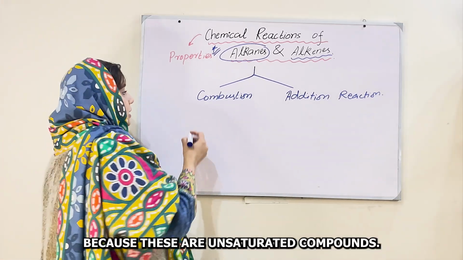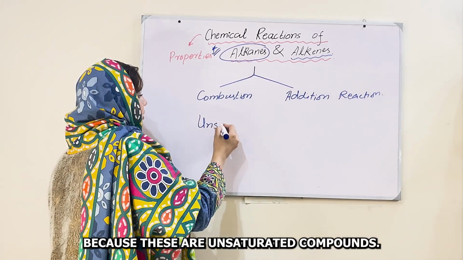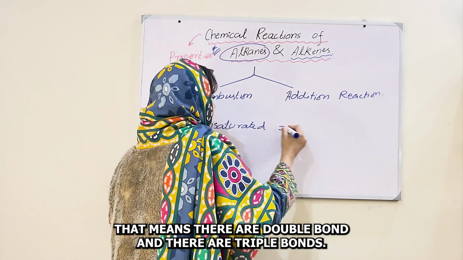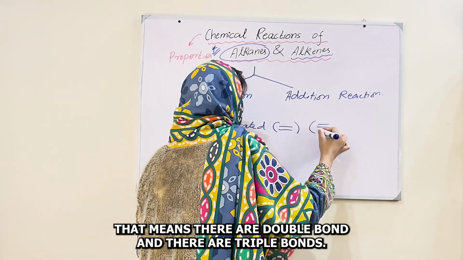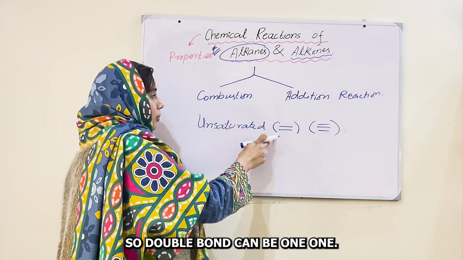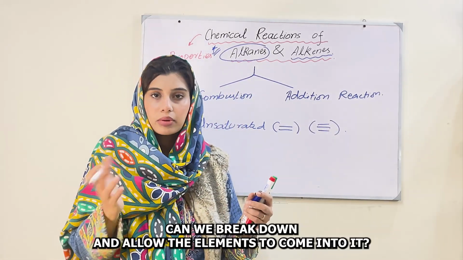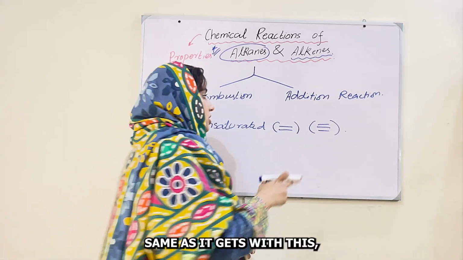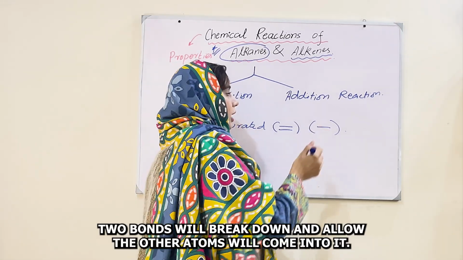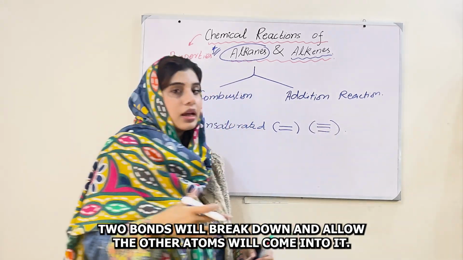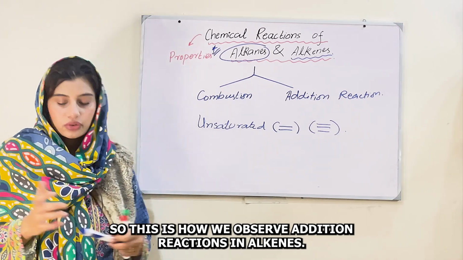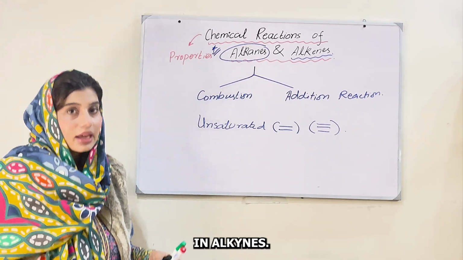Why? Because these are unsaturated compounds. That means there are double bonds and there are triple bonds. In a double bond, one bond can break down and allow other elements to come into it. Same is the case with the triple bond: two bonds will break down and allow other atoms to come into it. So this is how we observe addition reactions in alkenes and alkynes.